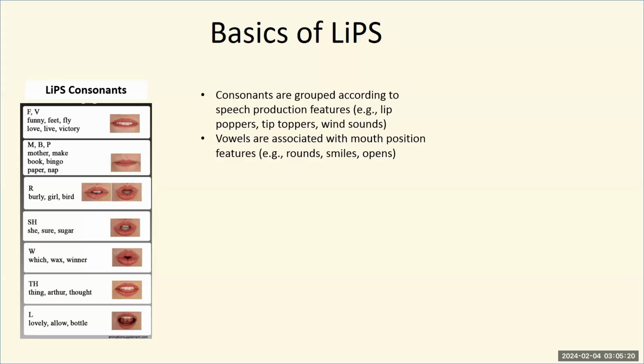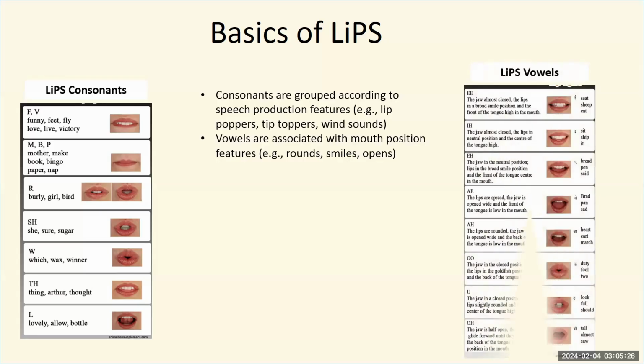Vowels are associated with mouth position features that are named things like rounds, smiles, or opens. So you can look at the picture at some of the lip gestures that you would classify as rounds, smiles, or opens.